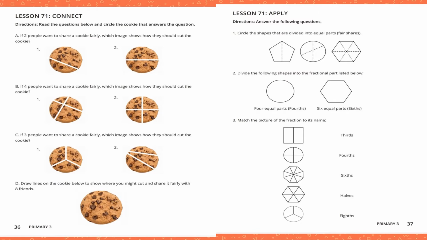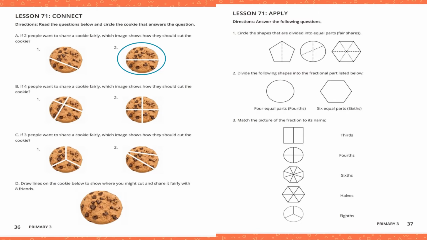I have first image here. Do I have here two equal parts? They are two people. No, I have one small and one big. So they are not equal. But number 2, I have two equal parts. So I will circle it.